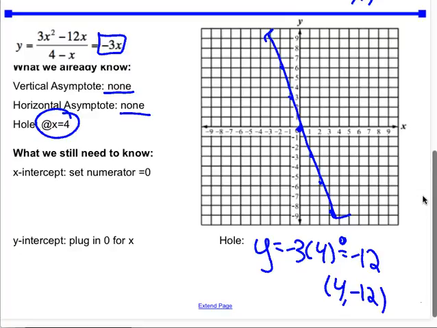Don't feel like you have to do all of this extra work. You know how to graph a line, and then just check the hole to see where that is. But don't make extra work for yourself that you don't have to do. In this case, you know how to graph a line, just do it, and then see if the hole is within the window of your graph.